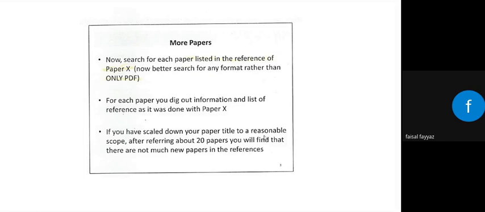So for each paper, you dig out information and the list of references, as was done with paper X. Paper X is basically valuable and it gives you some idea. I would not suggest reading paper Y or other journals that are less privileged. The reason is that you are not grasping or identifying the right area where you have to do the work. It's better to go for the highly standard journals, which is Scopus.